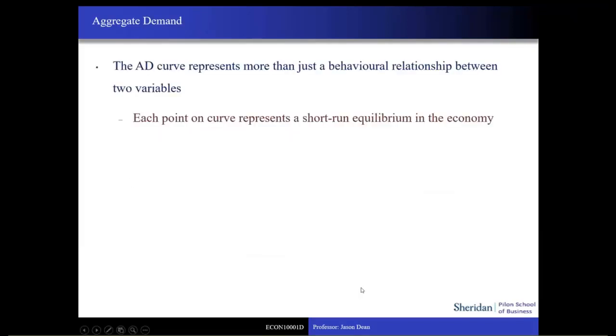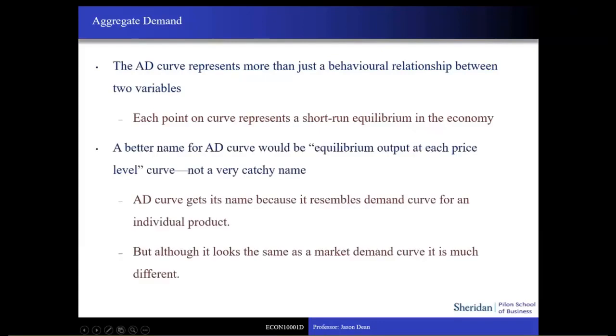So the aggregate demand curve represents more than just a behavioral relationship between two variables. As we'll see later in the course, each point on the curve actually represents a short-run equilibrium in the economy. A better name for the aggregate demand curve would be something like the equilibrium output at each price level. It's not a very catchy name, obviously, but the aggregate demand curve gets its name because it resembles a demand curve for an individual product.